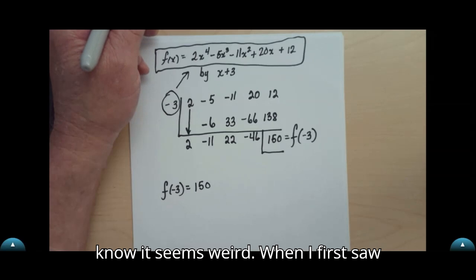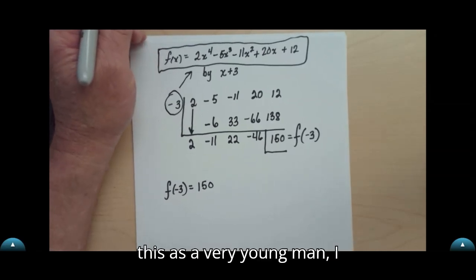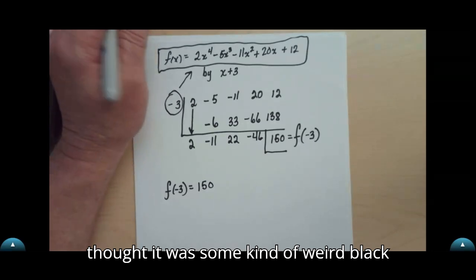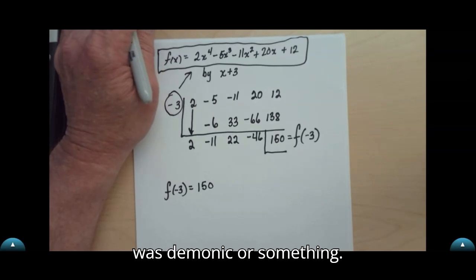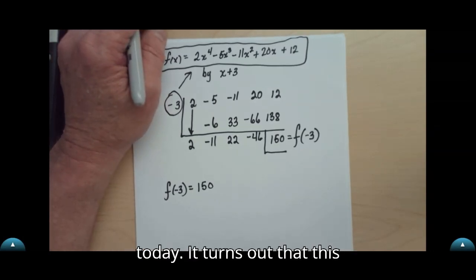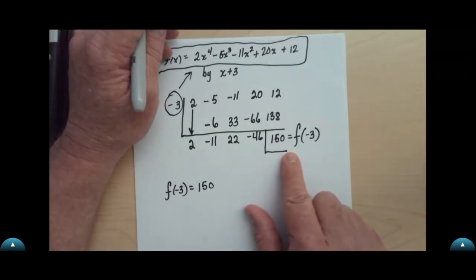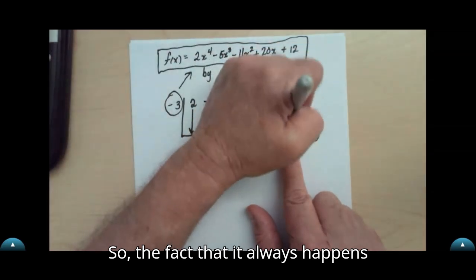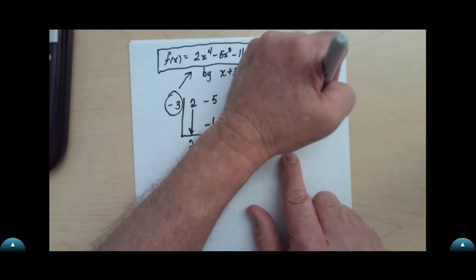I know it seems weird. When I first saw this as a very young man, I thought it was some kind of weird black magic, and I was convinced that math was demonic or something. Some of y'all are convinced of that today. It turns out that this always happens. So the fact that it always happens is called the remainder theorem.